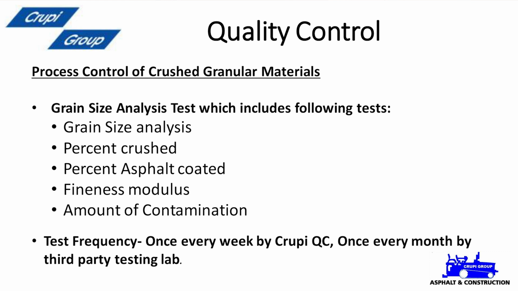Now a little bit on the quality control side. One thing that we do at our sites on the quality control side is we do sieve analysis. That's the main part that we do at our site. At Crupi, we do it once a week with our own quality control department, but we do it monthly with a third party to make sure that what we say is actually happening.